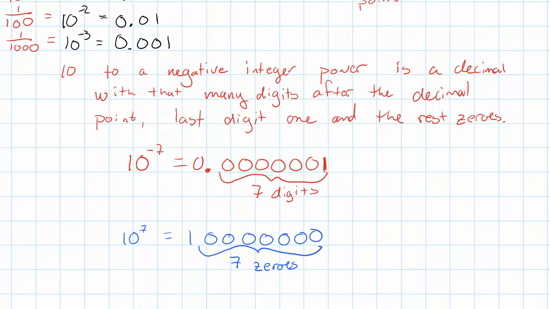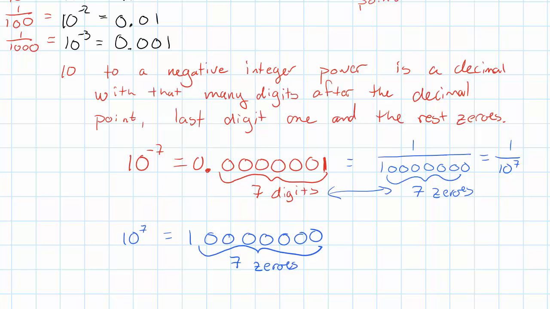Remember, 10 to the negative 7th is 1 over 10 to the 7th. Right, so the 7 zeros in the denominator correspond to 7 digits after the decimal point.